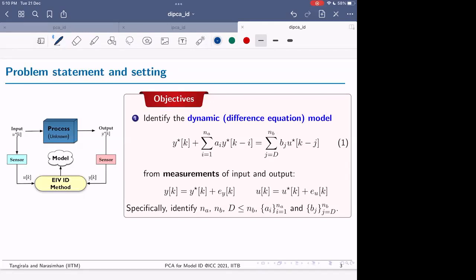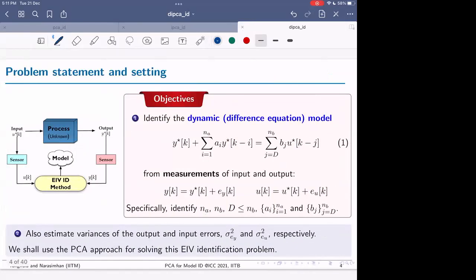The objective is to estimate or identify NA, that is the process output order, NB, the input memory or input order, delay, and delay of course is going to be less than or equal to NB, and the parameters AIs and BJs. These are the ones that have to be estimated. And in addition, we will also have to estimate variances of the output and input error.